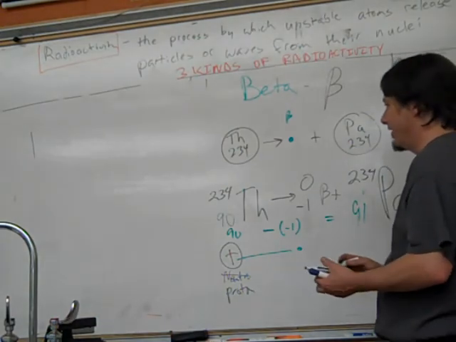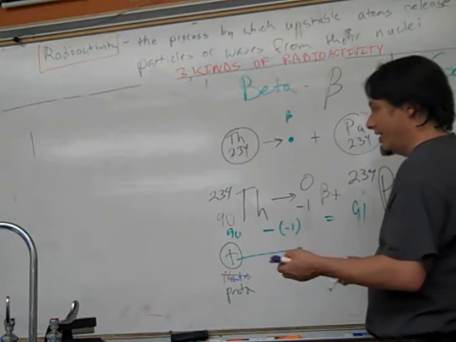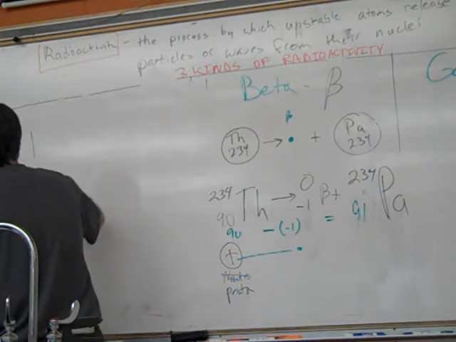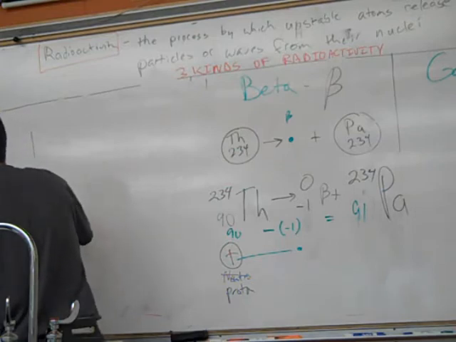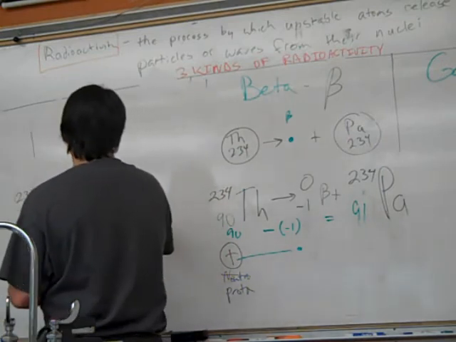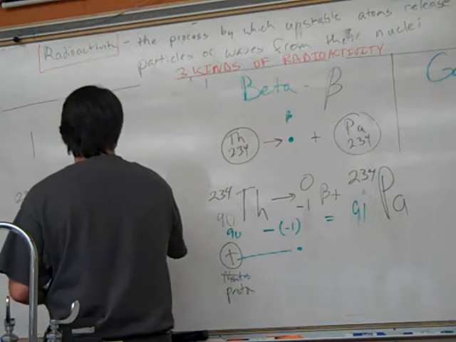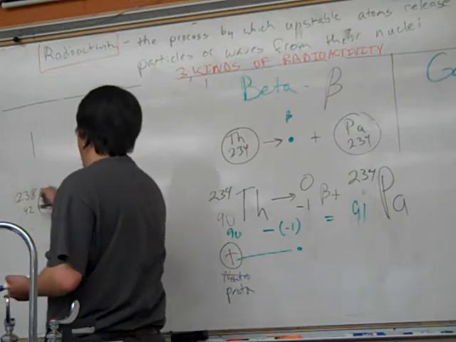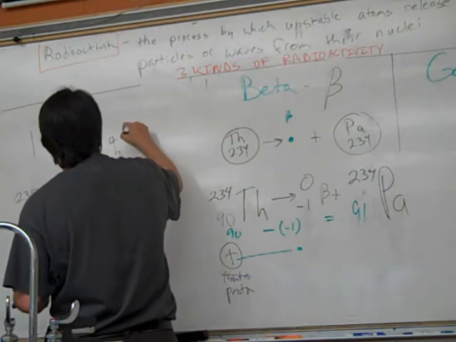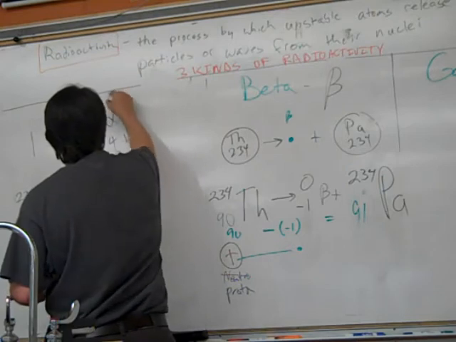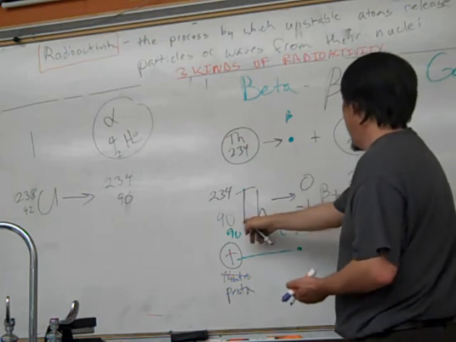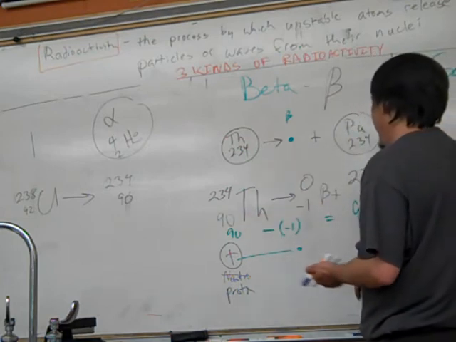Just think about it this way. If something goes from 238 to 234 and it loses basically 4 from its mass and loses 2, then that's always an alpha decay. He. If it doesn't change its mass and it gains an electron, or it gains a proton, that's beta.